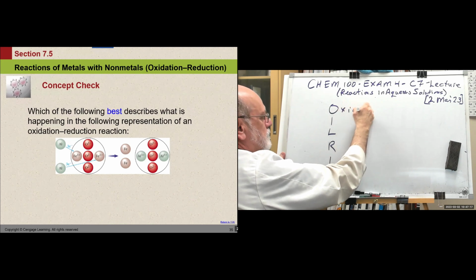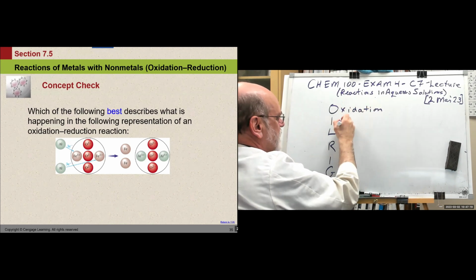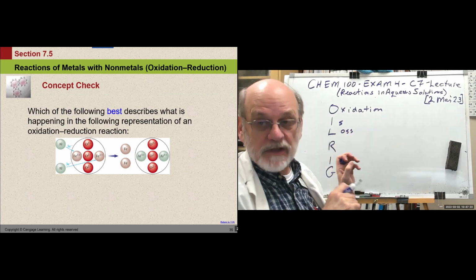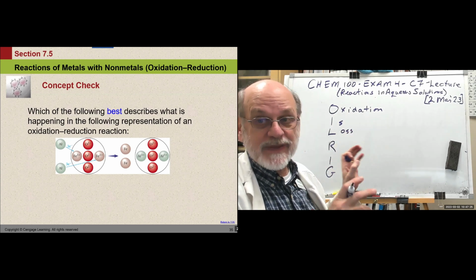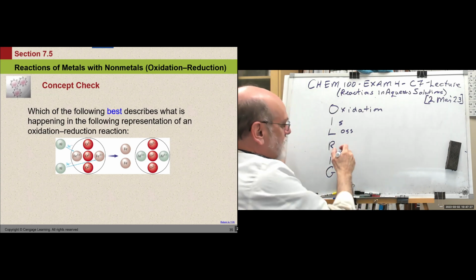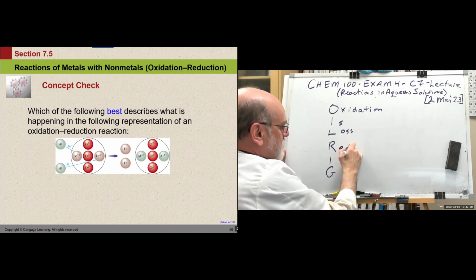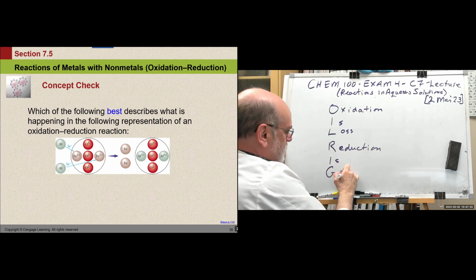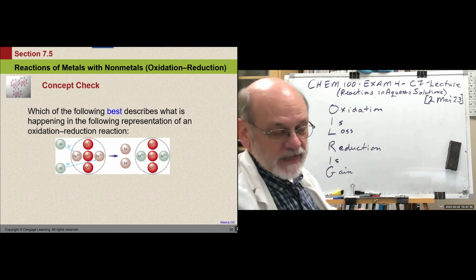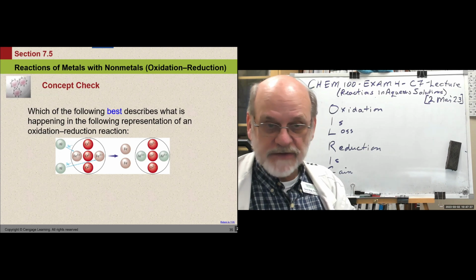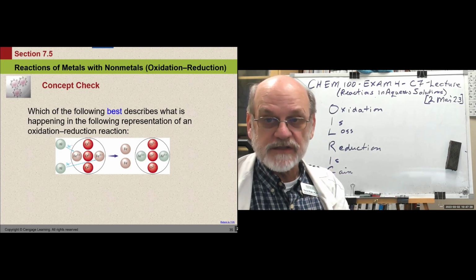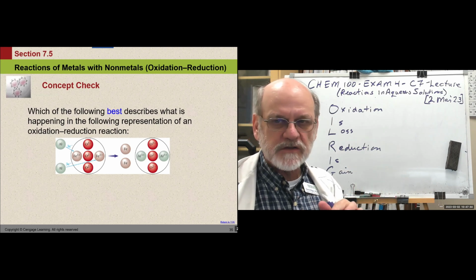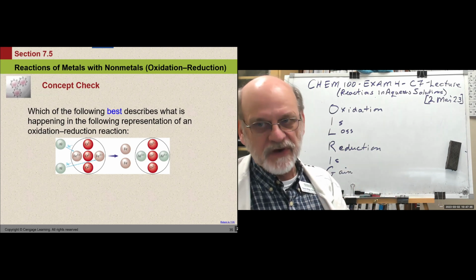Oxidation is loss. So anytime something loses electrons, we say it is being oxidized. And reduction is gain. So anytime a substance is gaining electrons, it's being reduced. And they always occur together. In chemical reactions, you can't have one without the other.